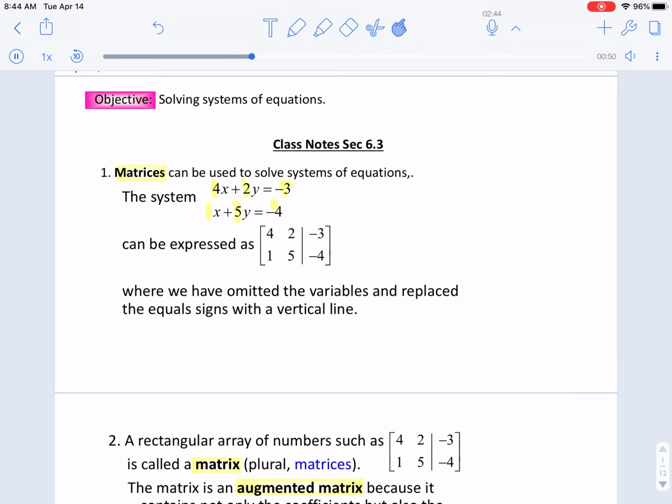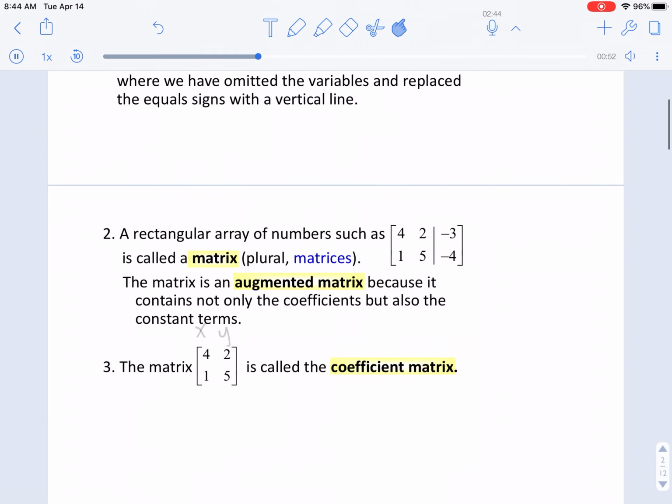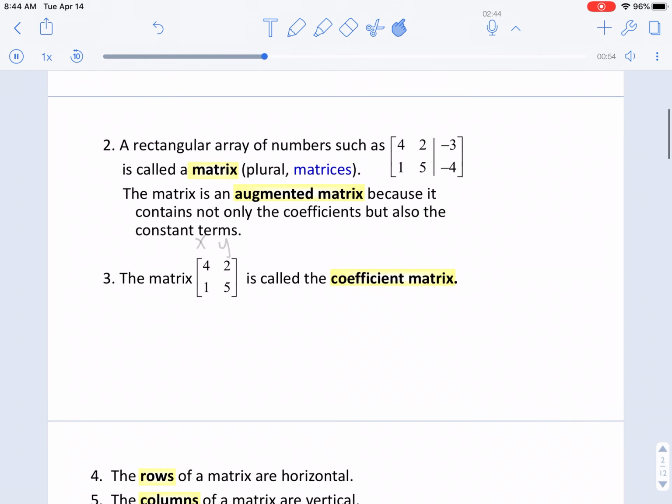Let's look at page 2. A regular array of numbers, such as the one we just saw, is called a matrix. It's matrices if there's 2 or more of them. This matrix is called an augmented matrix because it contains not only the coefficients but also the constants. If you just pulled the coefficients, then it would be called a coefficient matrix.